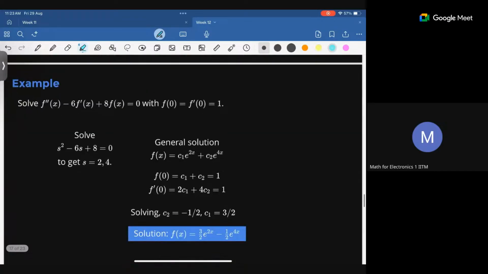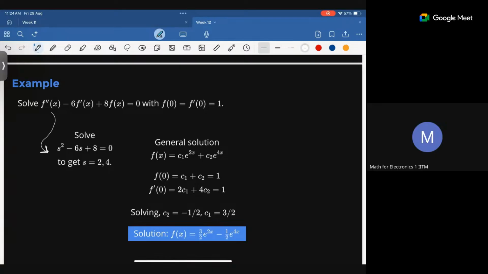For example, if we give you this kind of differential equation with initial conditions like f of 0 is 1 and f prime of 0 is 1, then the very first step you have to do is write down the characteristic equation. As I said previously, in order to write down the characteristic equation, you don't have to take e power s x as f of x and then find f prime of x and f double prime of x and then substitute. You don't have to do all those things.